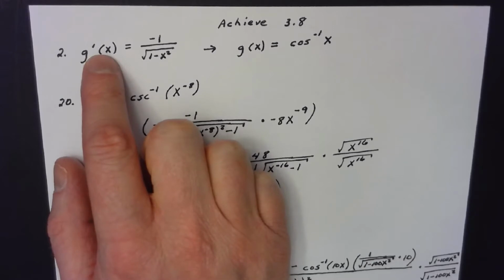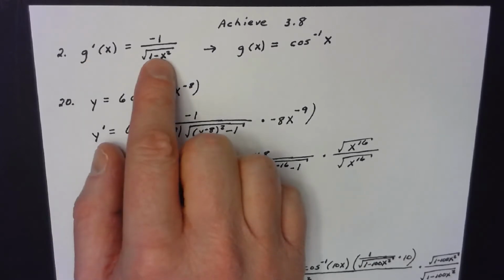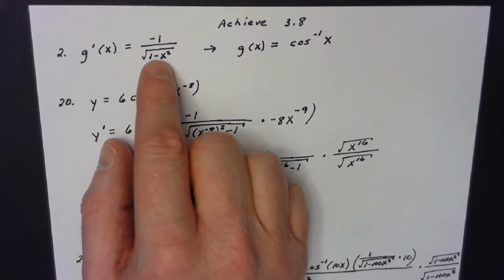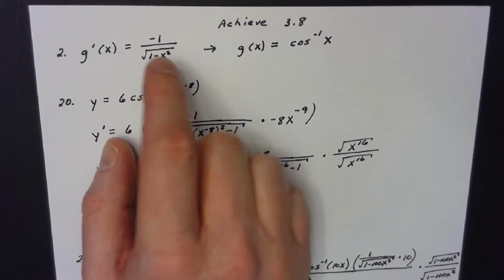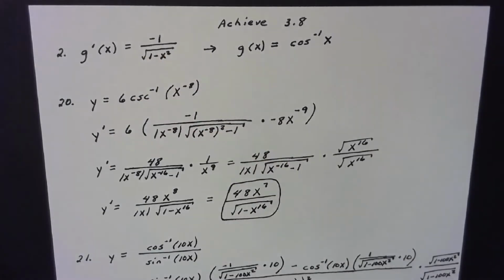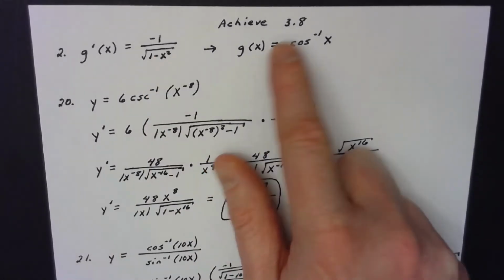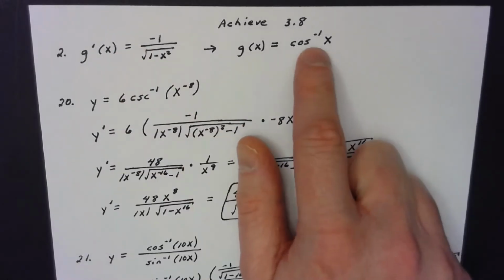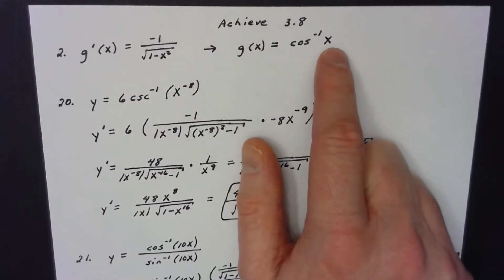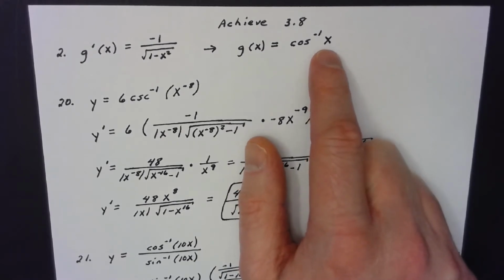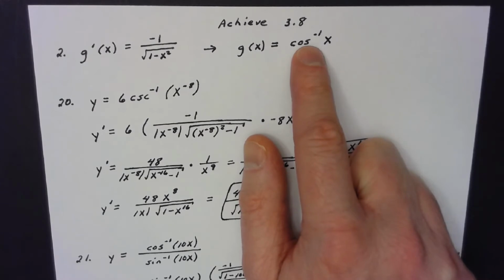So the one I had here on my Achieve account was -1 over the square root of 1 minus x squared. Well, I'm supposed to remember that the inverse sine has the derivative of 1 over the square root of 1 minus x squared. The inverse cosine is -1 over the square root of 1 minus x squared. So it's saying what original function would give you this? I can say, well, it's the inverse cosine of x. I could also call it the negative of the inverse sine of x, and that should also be correct, but this is the more straightforward answer there.